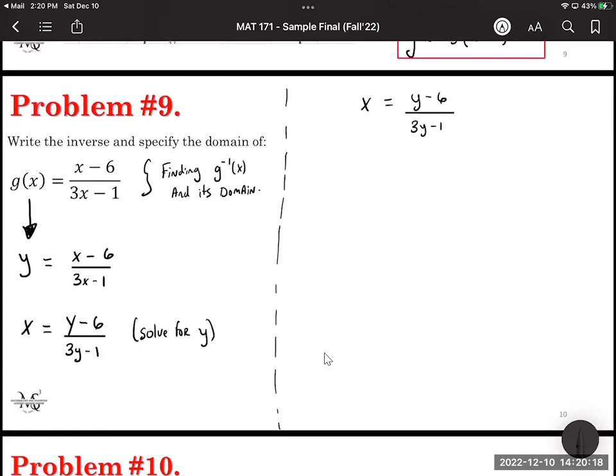How can I get the y by itself? What should I do first? Cross multiply? Yeah, you could cross multiply, Miriam. If you cross multiply, you can rewrite x as x over 1.